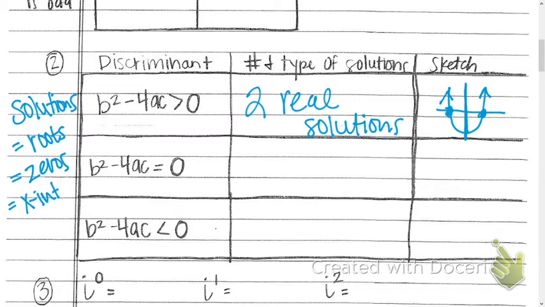All right, if it's equal to 0, it has how many solutions? 1. 1 real solution. Then you draw me a graph where it just crosses once.